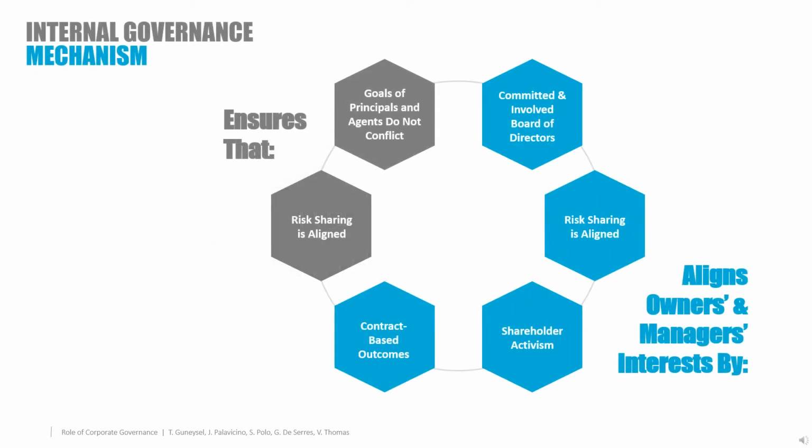Internal governance mechanism. Corporate governance mechanisms align the interests of owners and managers through a committed and involved board of directors that acts in the best interest of shareholders by regularly evaluating the CEO, replacing him or her if necessary, reviewing the vision, mission, and strategic objectives of the corporation, providing advice to top management, and reviewing various systems that ensure the corporate office's compliance with laws and regulations.